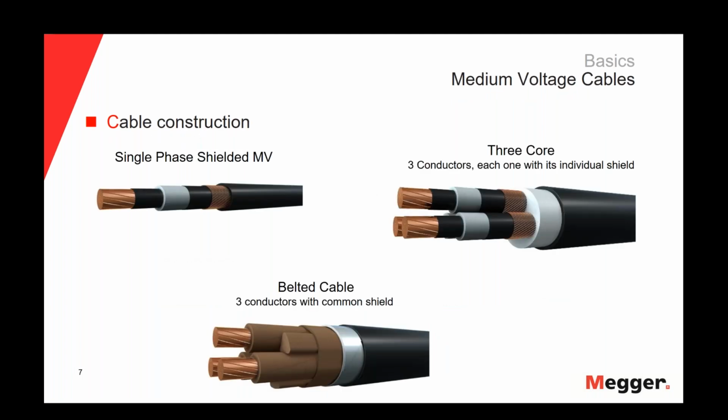Let's continue talking of the cable construction of medium voltage cables. Besides the single phase shielded medium voltage cable we saw in the previous slide, we can also have the 3-core cable, in which we have 3 conductors and each one has its individual shield. In the picture at the bottom of the slide, we are seeing a belted cable. In this case, we have also 3 conductors, but with 1 common shield. So these are some of the different constructions we can have in medium voltage cables.